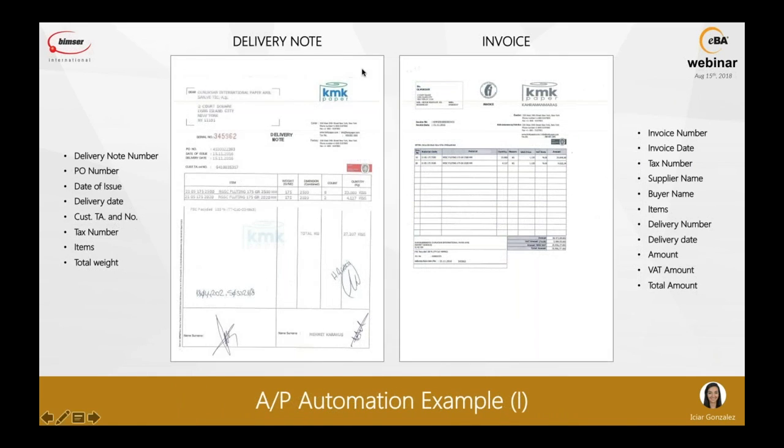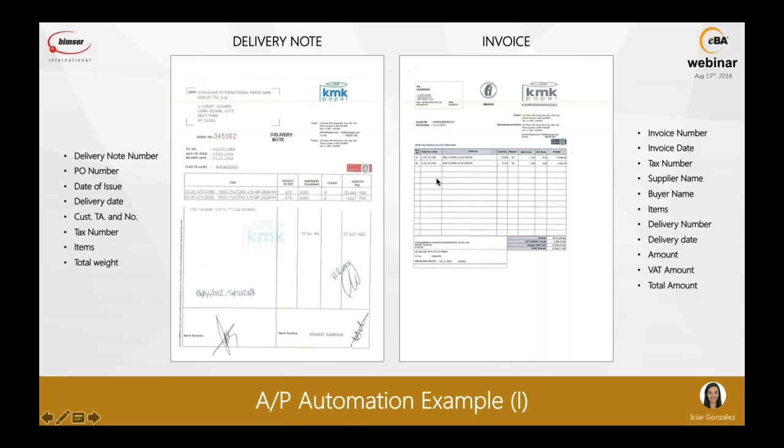This is a delivery note, and this is the invoice, right? Let's assume that we also have the purchase order, right? So some of the fields that we see right now here for the delivery note are the number, the PO number, the date of issue, delivery date, all of the items here that we ordered. And we have to make sure that these items here match the invoice materials here, okay, the list of items.